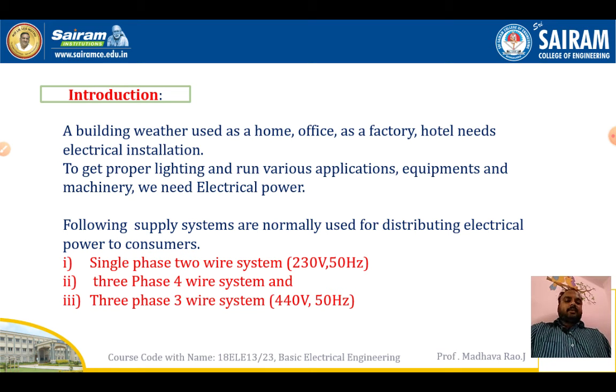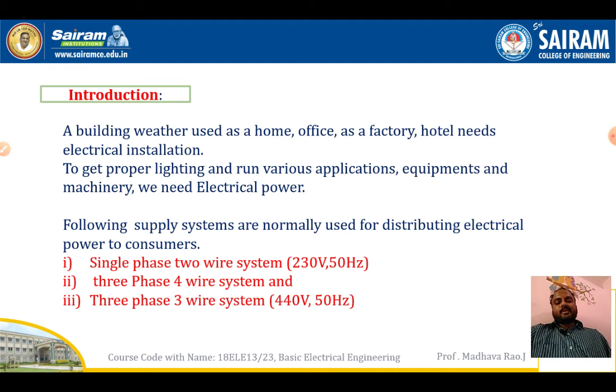So what are the types of supply we are getting to our homes? The following supply systems are normally used for distributing electrical power to consumers. The first one is the single phase two wire system, 230 volts, 50 hertz. Generally houses get this type of supply. The second one is the three phase four wire system and three phase three wire system, 440 volts, 50 hertz.